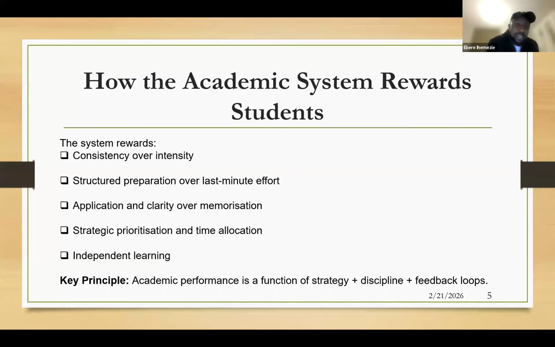The third one is application and clarity over memorization. The system rewards people who have clarity. Of course, I'm a lecturer, I grade students, and when we mark scripts, we know students who simply memorize. And there are certain questions we put to students, and you know that this one doesn't really understand the concept. It's just memorization. I mean, memorization is not bad. Of course, the Nigerian academic system mostly rewards that.